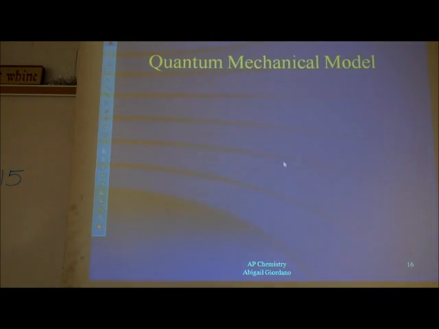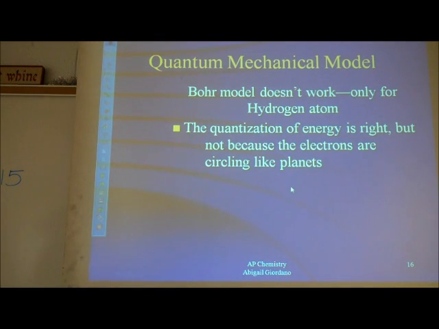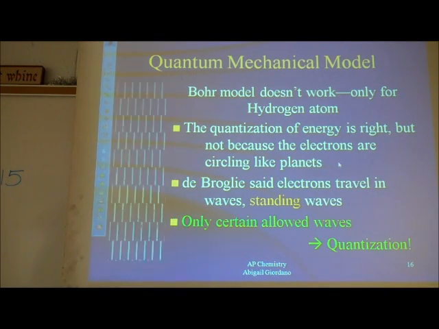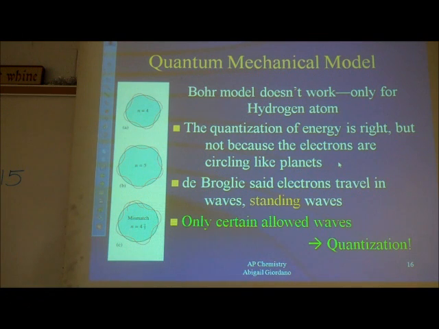Now, this slide gets into what today's model of the atom looks like. It's called the quantum mechanical model. Here's the gist, guys. If you remember, a couple of slides back, we had a Bohr model that looked like a bullseye, like this. What were the rings called again? Energy levels. The Bohr model says electrons sit on these energy levels and they go around the nucleus like planets go around the sun.